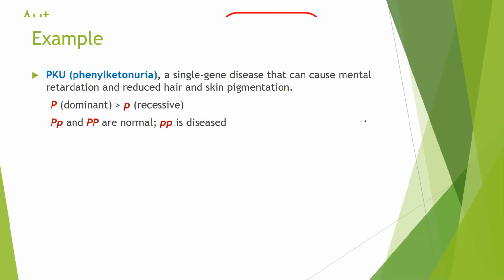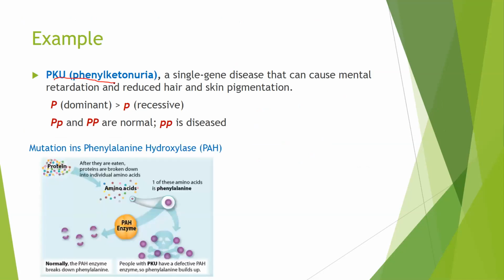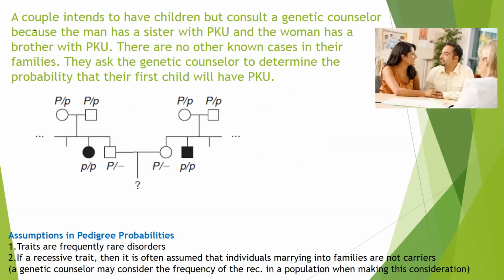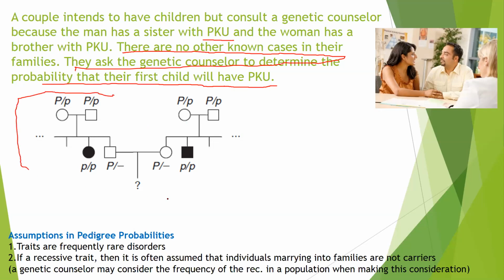All right. We have learned this disease. Okay, suppose there's a couple who want to have a kid, but they consult with a genetic counselor because the man has a sister with the disease and the woman has a brother with the disease, but both of them are normal. There are no other known cases in their families. So in this case, we want to determine the probability that their first child will have the disease. It will be useful to use some pedigrees to help us do the calculation.